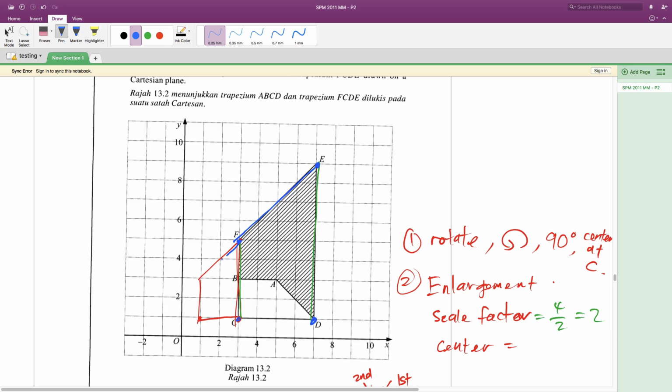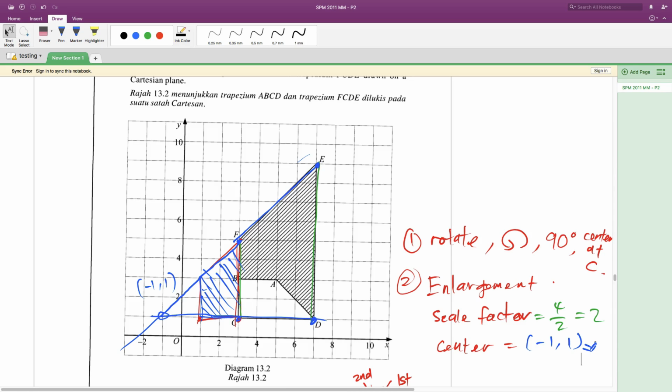If I draw it a bit nicely, it should be passing this point, and this one should be passing this point also. So if you use a ruler, you just imagine after the rotation, the shape is over here, isn't it? You compare this one with the bigger one, and then use the ruler to connect point to point. You will find the intersection point. This one is basically -1, 1. So the center point is -1, 1. Okay, this is how I do it.